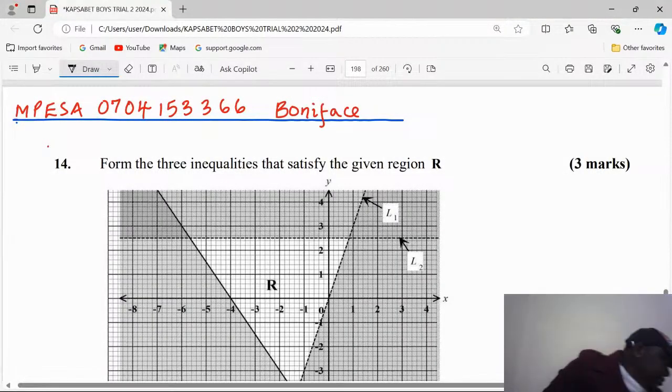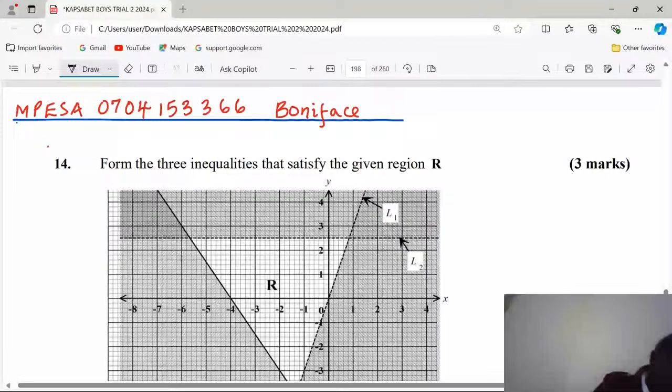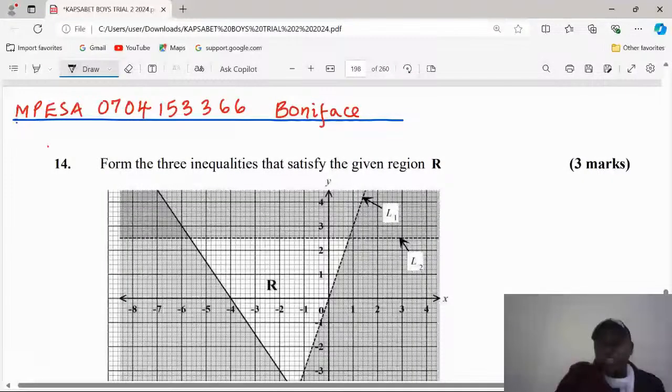Number 14. Remember, tomorrow we'll be doing section 2. Not opening schools tomorrow for a very powerful session of mathematics.